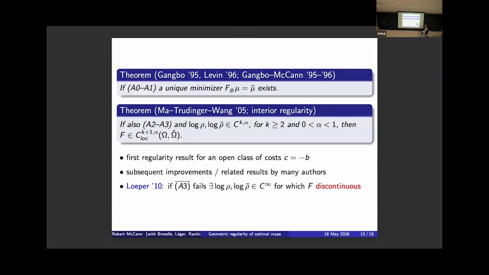Okay, so in the mid-90s, under this hypothesis A1, this diffeomorphism condition, it was already clear to Gangbo and I, and then to Levin, should be 1999, that a unique minimizer or maximizer to this problem exists. So this is max is attained uniquely. And what Ma-Trudinger-Wang add to this story is that if the densities are bounded away from 0 and infinity and smooth enough, then the mapping will be, in fact, one derivative smoother than the densities.